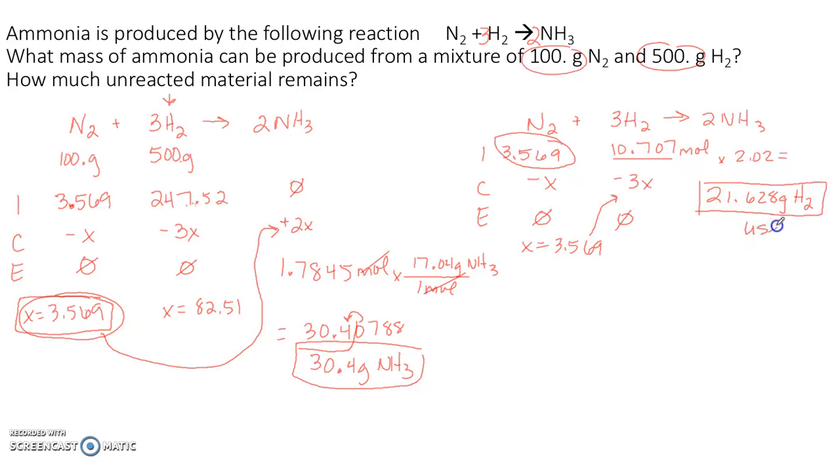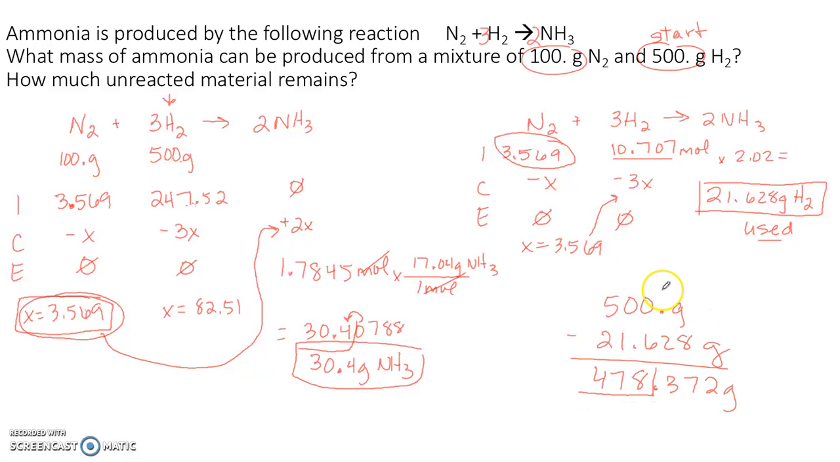Okay, so we're saying that if we use this many moles of N2, we will use 21.628 grams of H2. Okay, but the problem doesn't ask for how much we used, it asks for how much is left over. So if we use that much, but we actually started with 500 grams, well, can I take the 500 grams and subtract the 21.628 grams from it? Okay, and so when I subtract those, I'm left with 478.372 grams, which, significant figure rules, least number of decimal places, and so it would be 478 grams of H2 left over or unreacted.